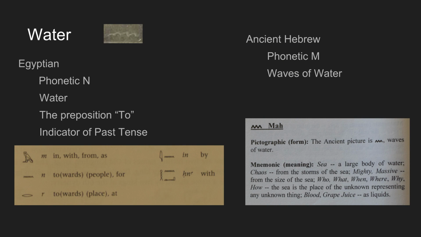Another common symbol in the tablets is water. The water symbol is exactly the Egyptian water symbol, which means two. It's also a phonetic N, and sometimes it is used as an indicator of past tense.